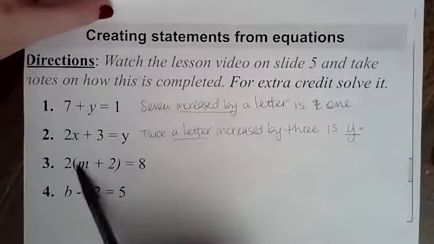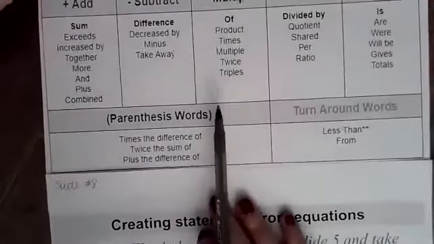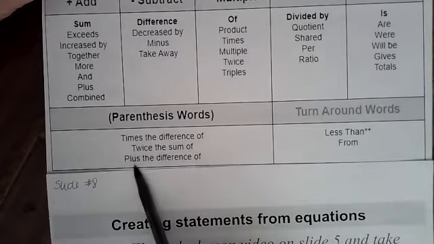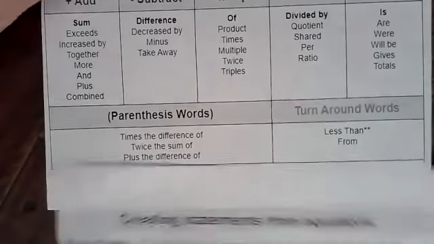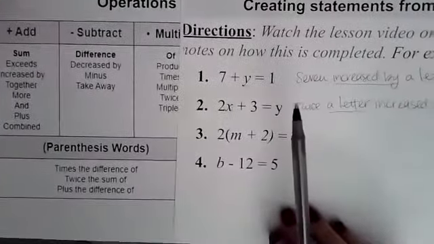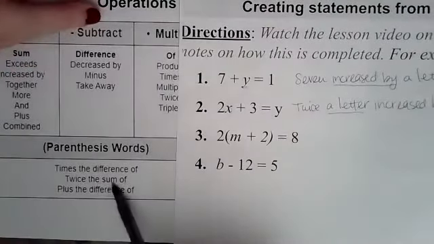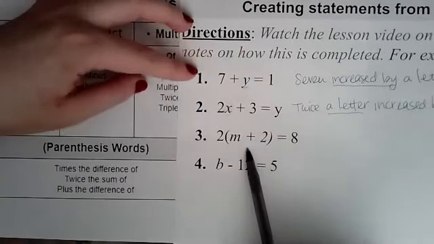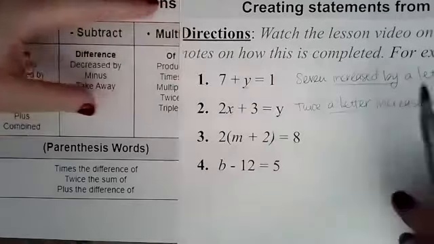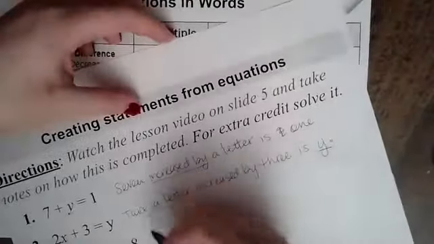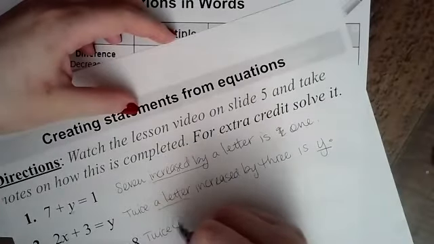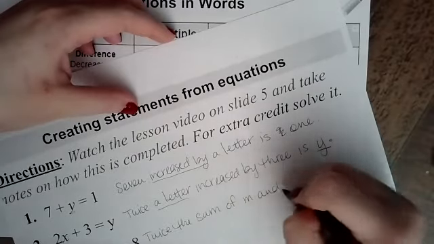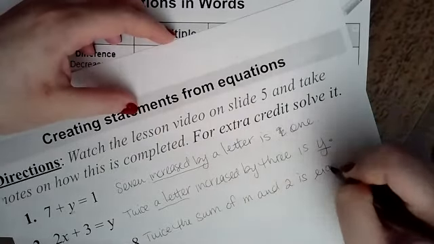Now it looks like we have a parentheses. And remember your parentheses words, right? Times the difference of, twice the sum of, and plus the difference of. Well, it looks like in this example, twice the sum of makes the most sense because I'm not only multiplying this parentheses by 2, but there's also addition going on the inside. So I'm going to say twice the sum of m and 2 is 8.